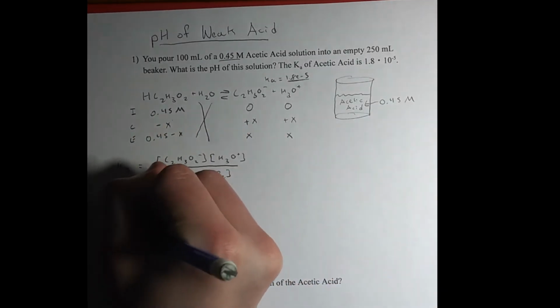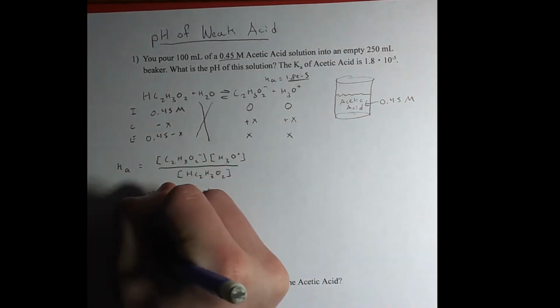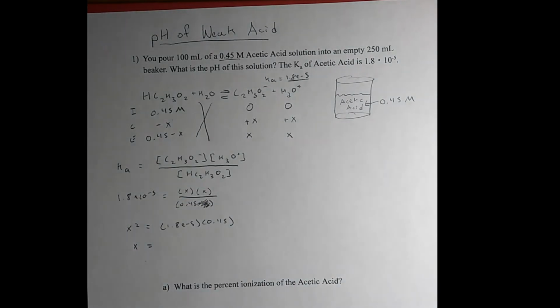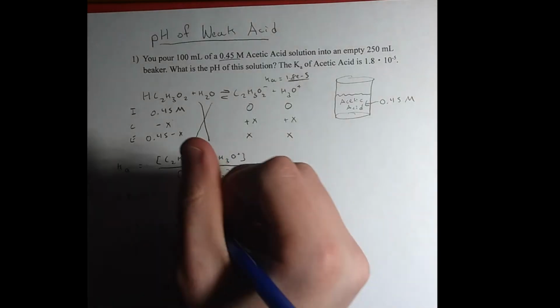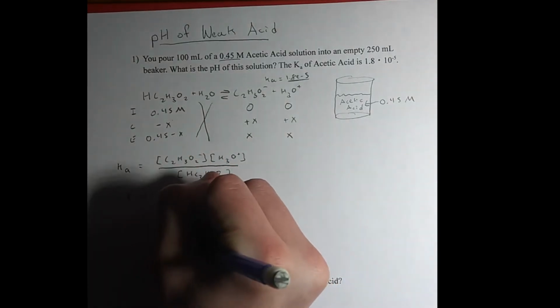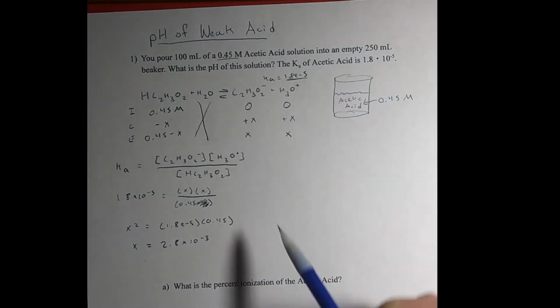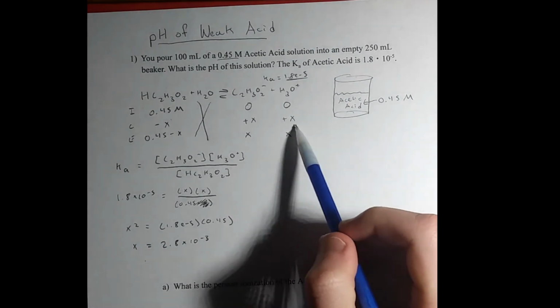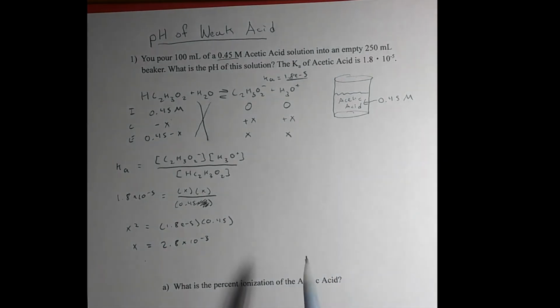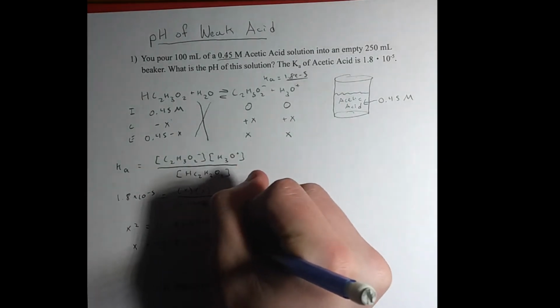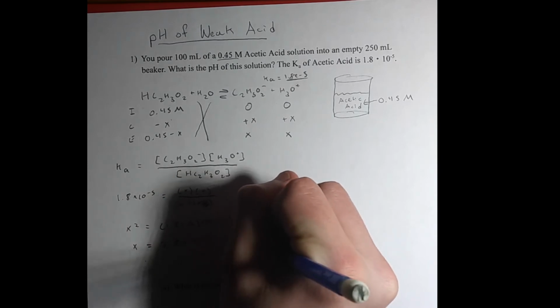So let's do that and solve for x. We just take the square root, and I'll plug that in real quick. I'll do 1.8 e negative 5 times 0.45, and take the square root of that. That gives me 2.8 times 10 to the negative third. I hope you got the same thing. So that will be x, the concentration of hydronium at equilibrium.